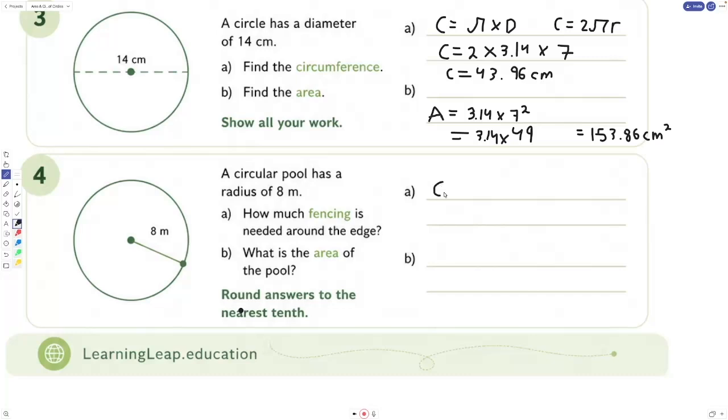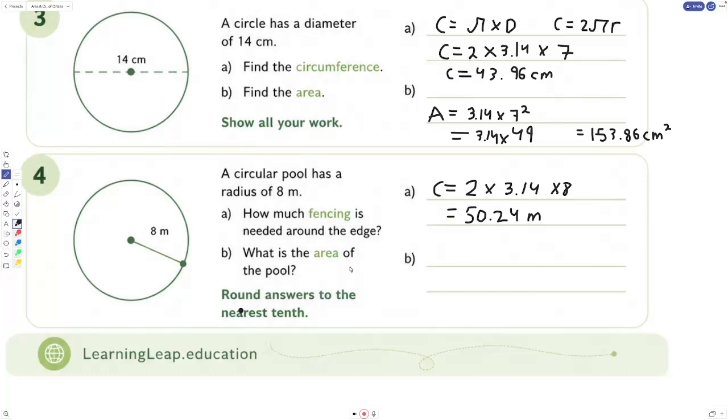So we're going to write C equals, and we're going to use the 2 pi r because we have the radius here. So we're going to do 2 times 3.14 times 8. All right. And what is that going to give us? 2 times 3.14 times 8. If you know the answer, write it down ahead of me. If you said 50.24 meters, that is correct. There we go.